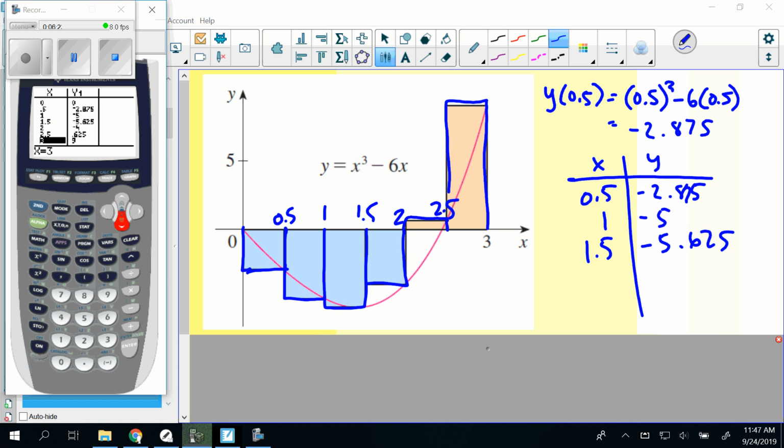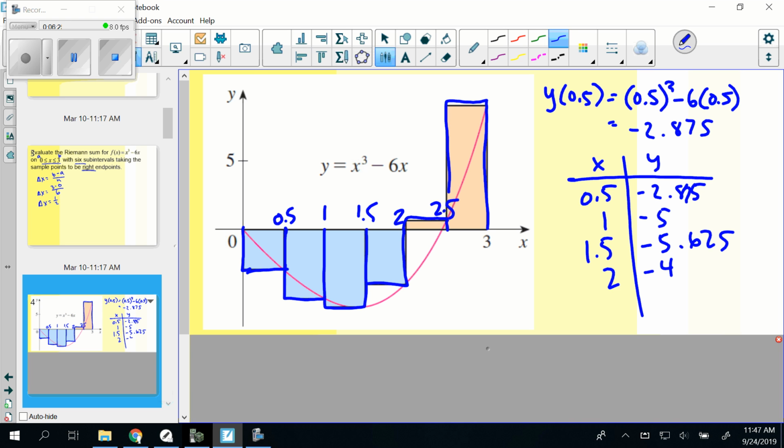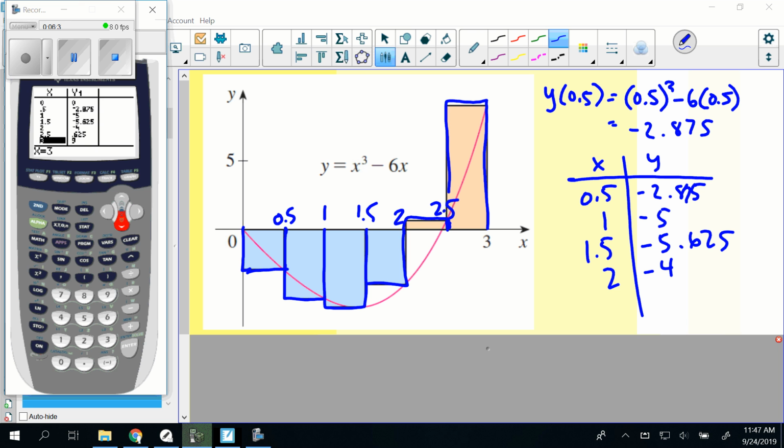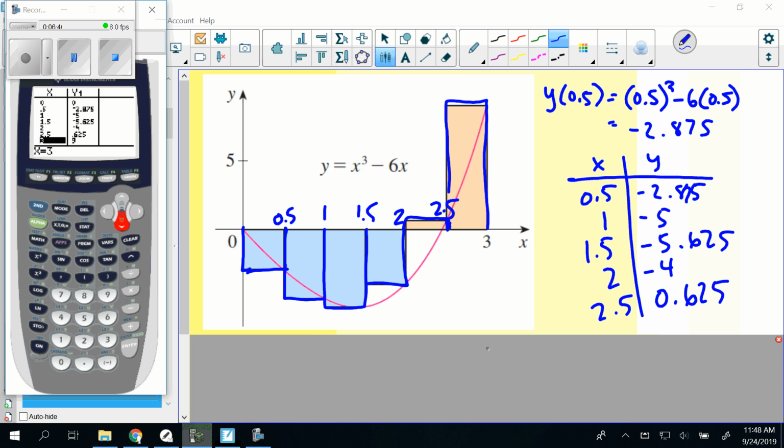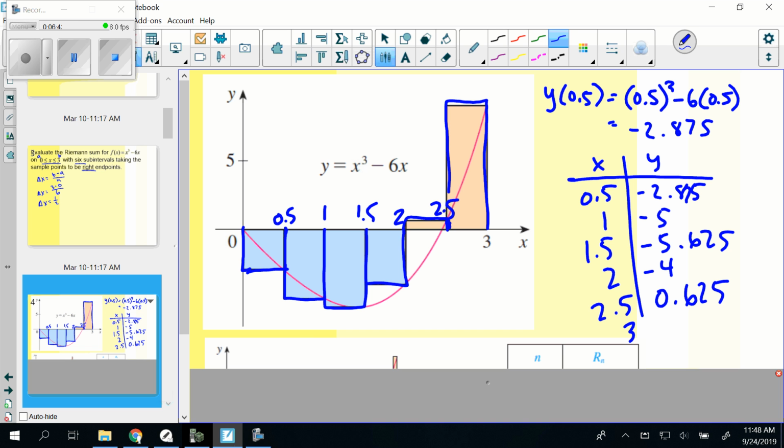At 2, it's negative 4. Now this next one we know should be positive because it's above the x-axis, and we do get a positive value here at 2.5. It's 0.625. And finally, our last one, the height at 3, ends up being 9. So those would be all the heights that we want to use.